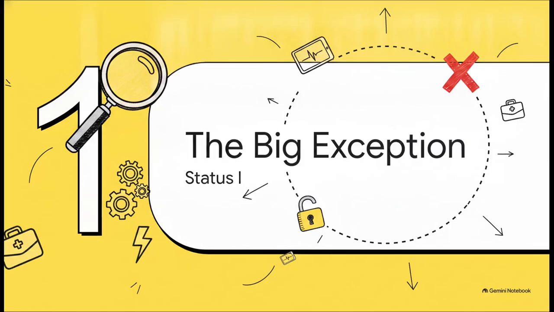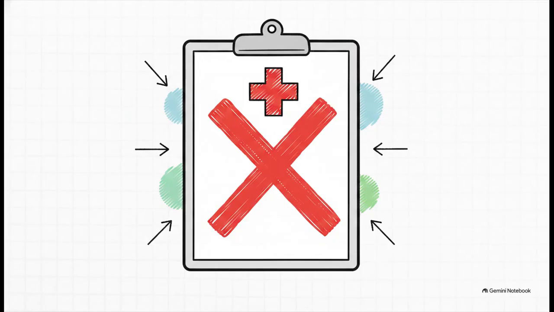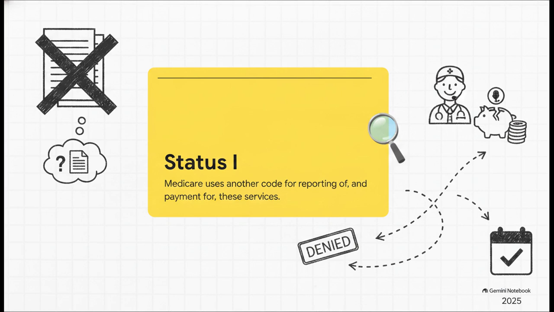Section 1. The big exception, status I. See, Medicare is outright rejecting the brand new 2025 audio, video, and audio-only CPT codes. I mean, the entire block from 98000 straight through 98015. For Medicare, every single one of these codes is slapped with a status I designation. So what does status I actually mean for you and your billing department? By Medicare's definition, it means Medicare uses another code for reporting of and payment for these services. Simply put, it means invalid.